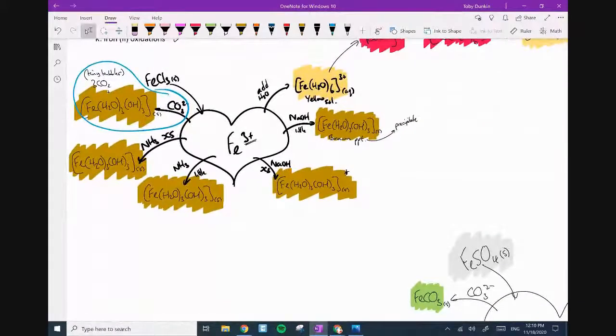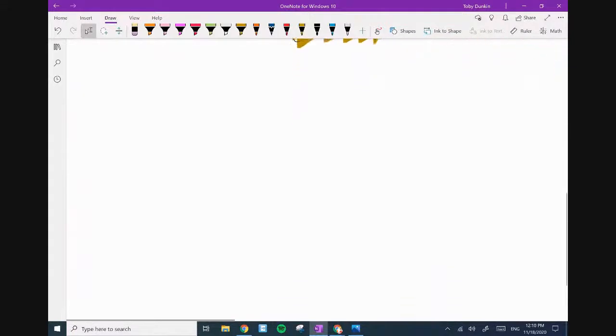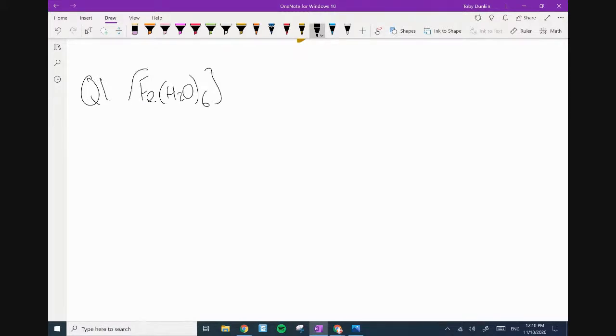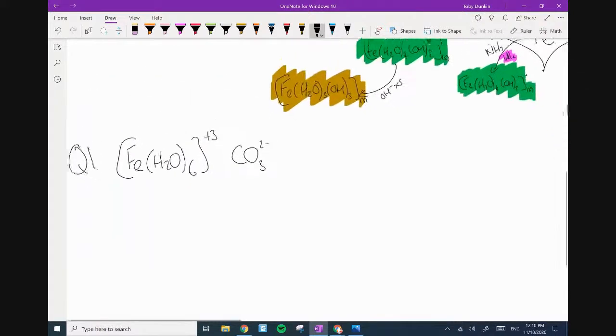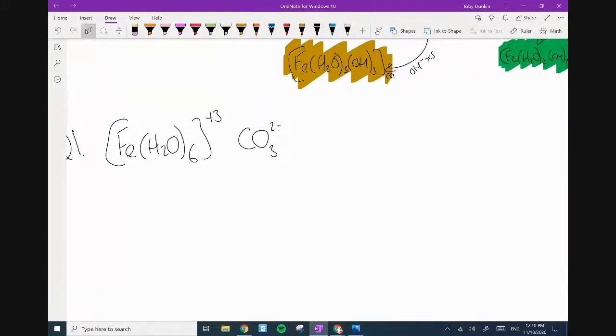So we've got iron 3 plus with the carbonate ion. Okay, so question 1. So we're doing the iron hexaaqua 3 plus with the carbonate ion. Now, the only benefit of these equations is the numbers are all pretty nice in terms of remembering them. Whenever I have the 3 pluses, I just remember there are 3 in the middle. All the 3 of them are balanced with a 3. There are just 3s everywhere in these equations.